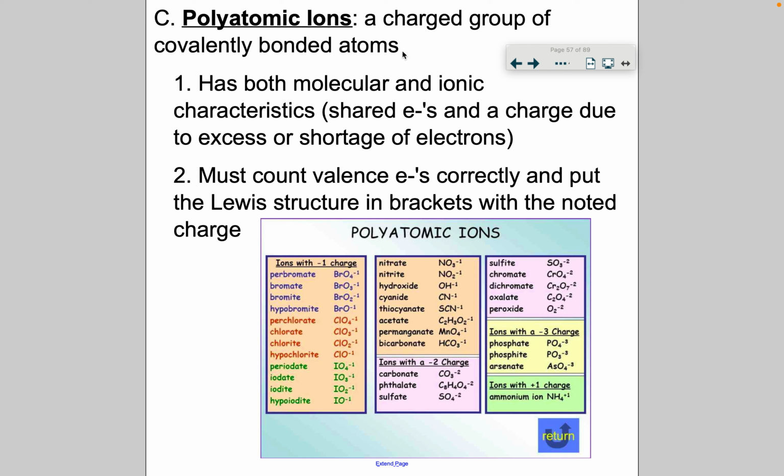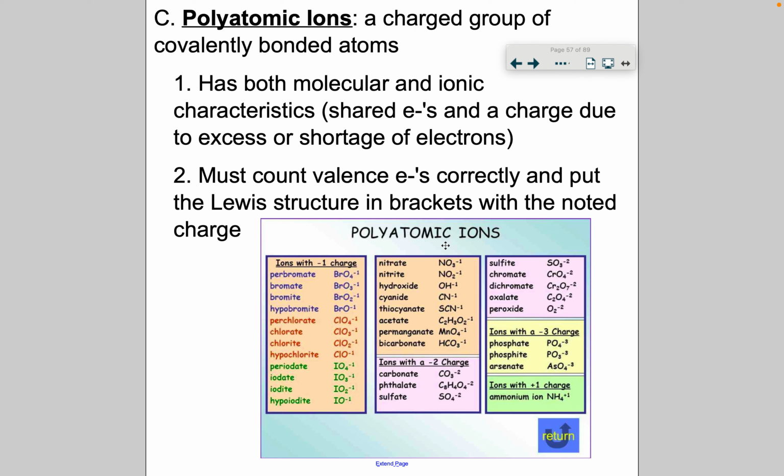Okay, so now moving on to the big thing here, polyatomic ions and drawing Lewis structures of these guys. So a polyatomic ion, if we break down the word, poly means many, and atomic means atoms, so many atoms that are grouped together and held by covalent bonds, but they have a charge. It's either going to be positive or negative. So they're covalently bonded together, but they have a charge. As a result, it has both molecular and ionic characteristics. We're sharing electrons, but the charge is due to an excess or shortage of electrons. You're like, what? I'll explain that in a bit. So you have to count the valence electrons correctly, and then put the Lewis structure in brackets with the noted charge to show that this is a polyatomic ion.